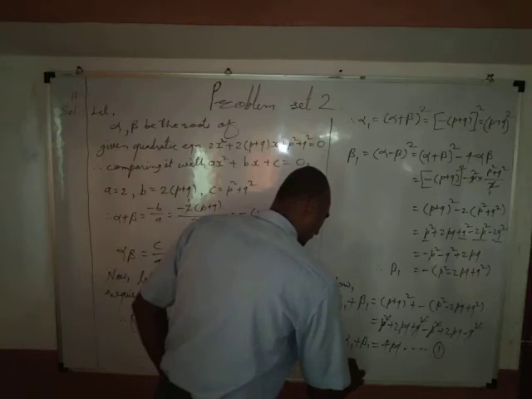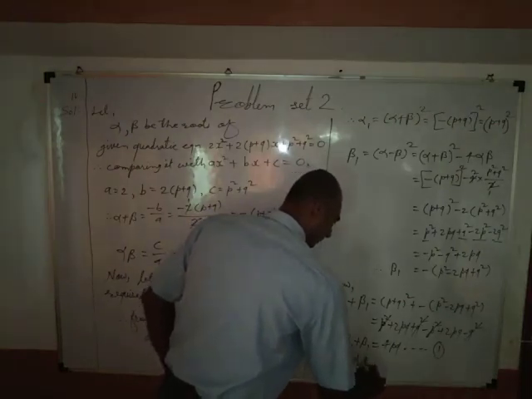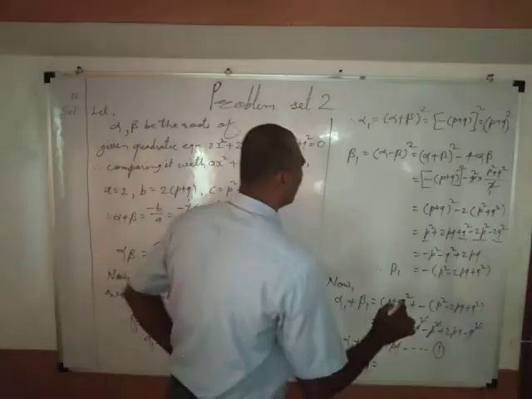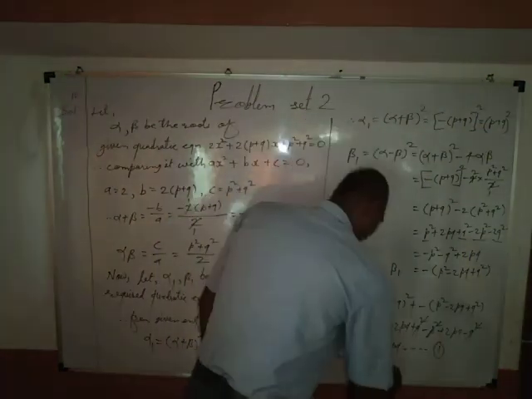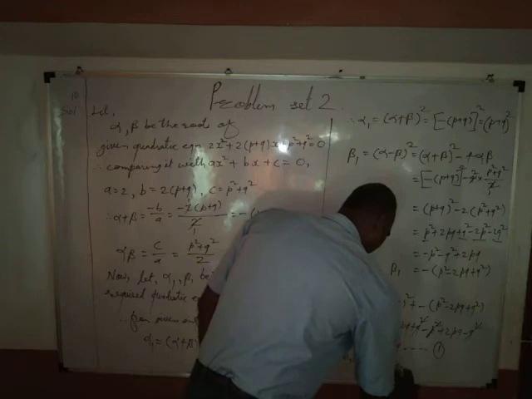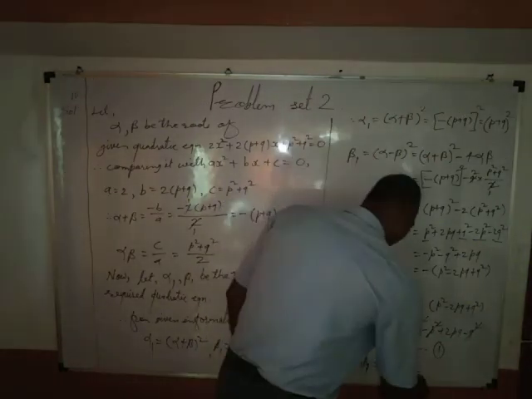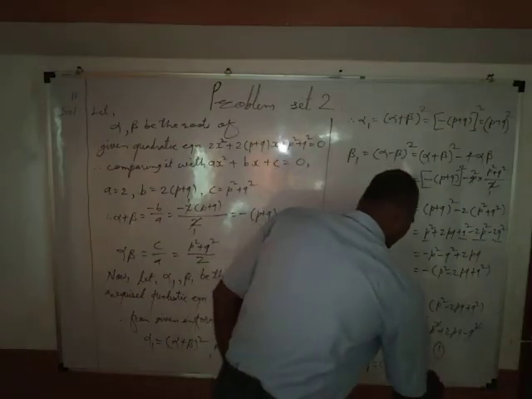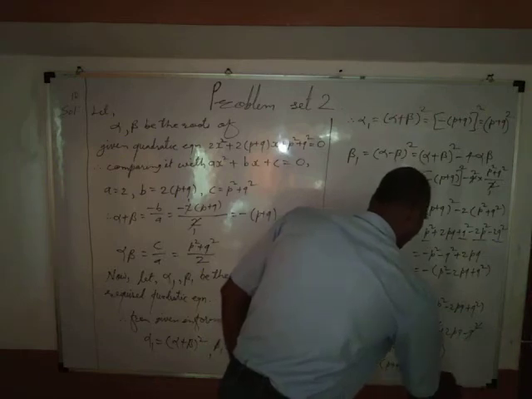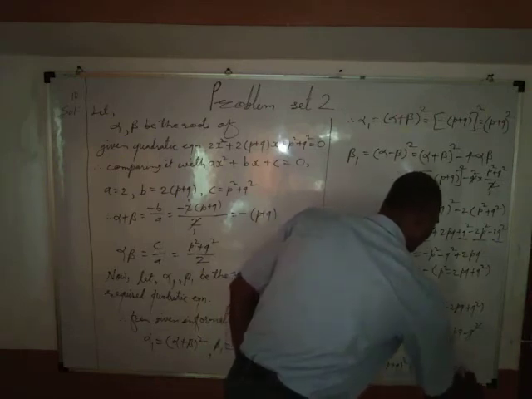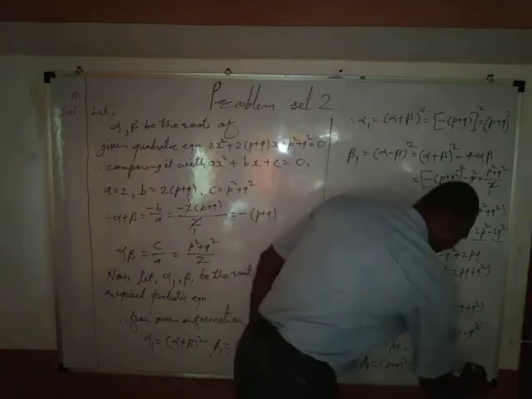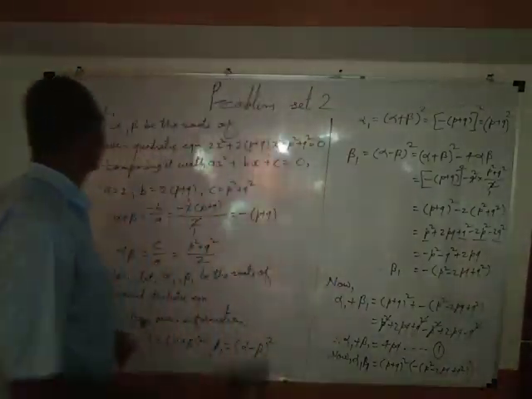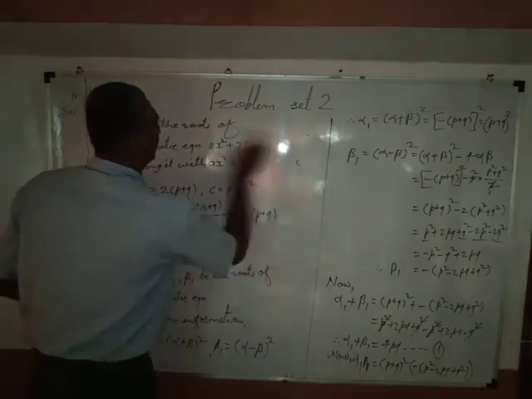Now alpha 1 beta 1 equals the value of alpha 1, which is (p plus q) bracket square, into the value of beta 1, which is minus in bracket p square minus 2pq plus q square. Okay, it is an expansion of (p minus q) bracket square. That's why we can write here again like this.